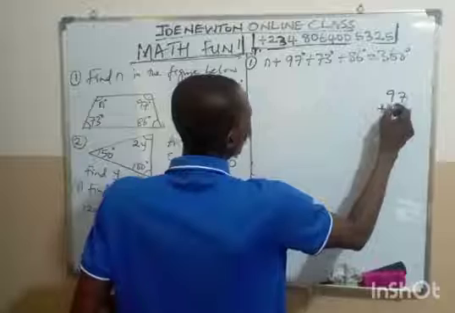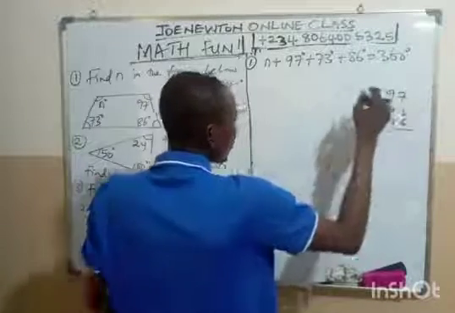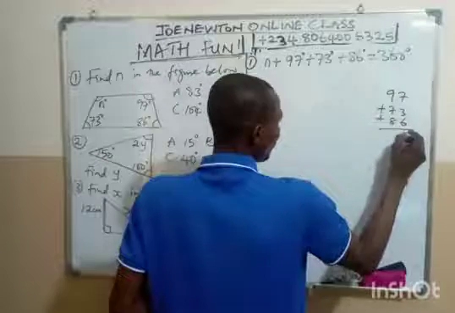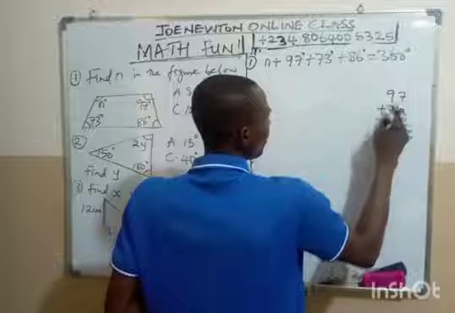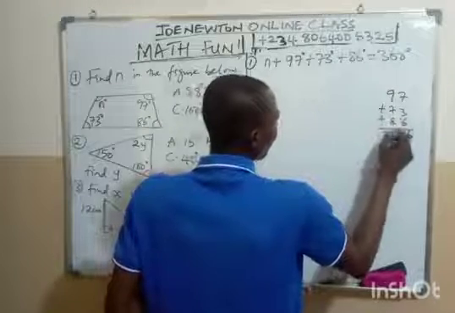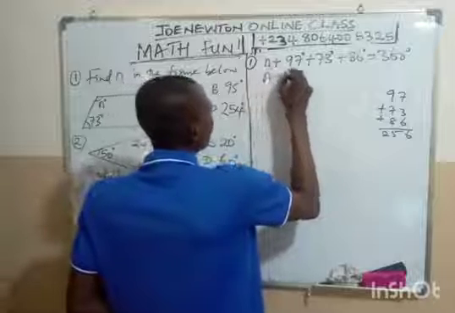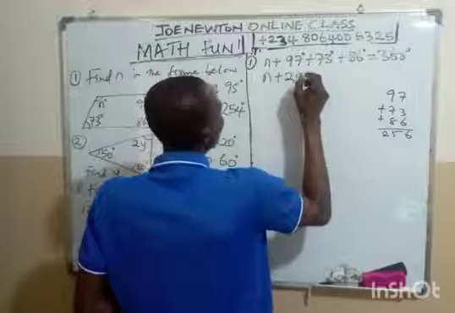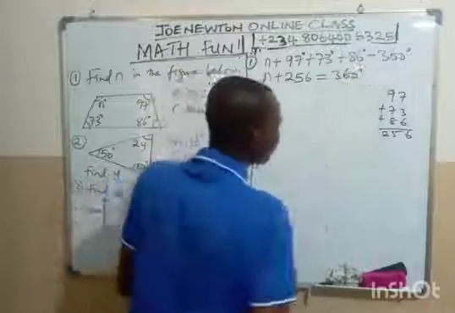When we add this now, we have 97 plus 73 plus 86. 7 plus 3 is 10. 10 plus 6, you have 16. 6 carry 1. Put here 10. Put here 17. Put here we have 25. So 256. So our n plus 256 is equal to 360 degrees.